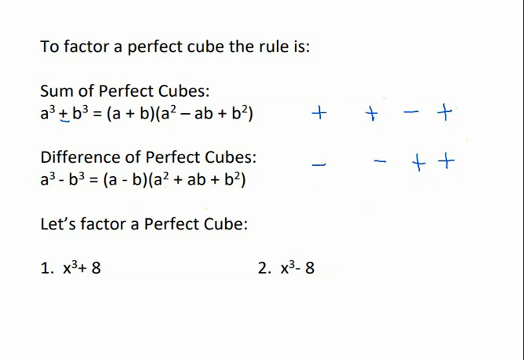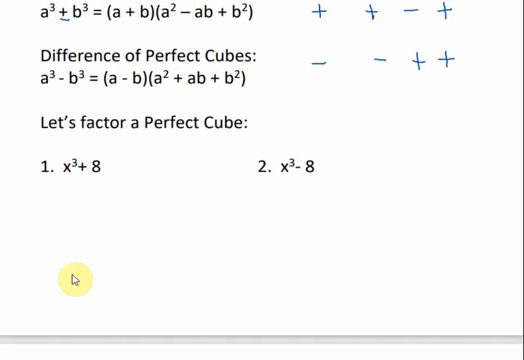For number 1, we can see that the variable is a perfect cube because the exponent is divisible by 3, and we know that 8 is a perfect cube. So this is how we start our factoring. Like we said, the answer is going to be a binomial times a trinomial. So we're going to create the binomial by taking the cube root of each term. The cube root of x cubed is x. The cube root of 8 is 2.